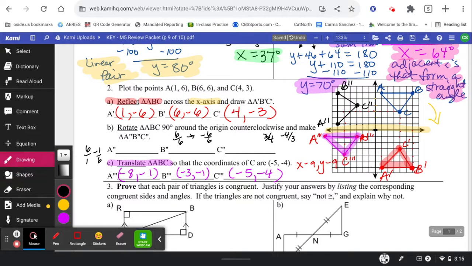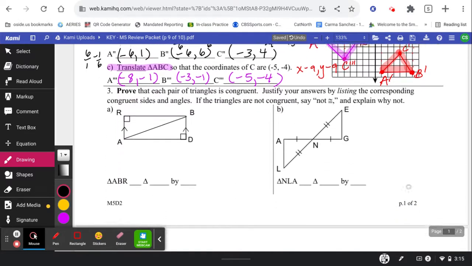All right, so here we go. We're writing in those points. A, is it back 1, 2, 3, 4, 5, 6, up 1? B, is it back 6, up 6? And C, is it back 3, up 4? All right, there's your rotate, reflect, and translate.